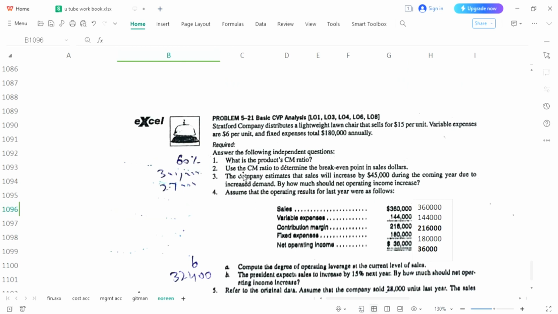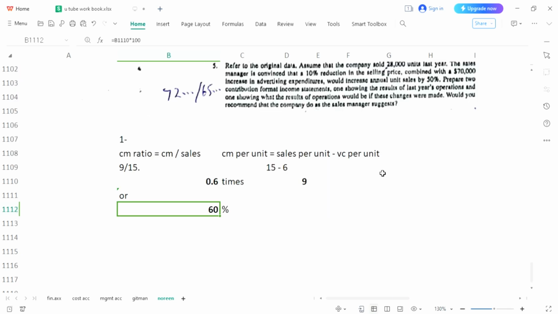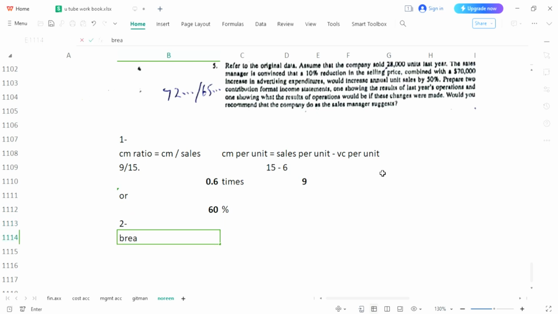Next, use the CM ratio to determine the break-even point in terms of sales dollars. So the second point is to calculate the break-even point, but in terms of dollars or sales or amount. How do we calculate the break-even point? We need to have fixed cost, which would be divided by the CM ratio for sales.